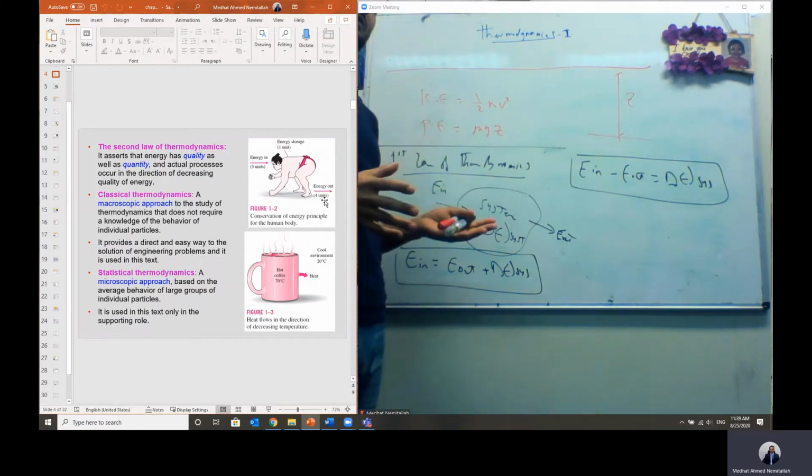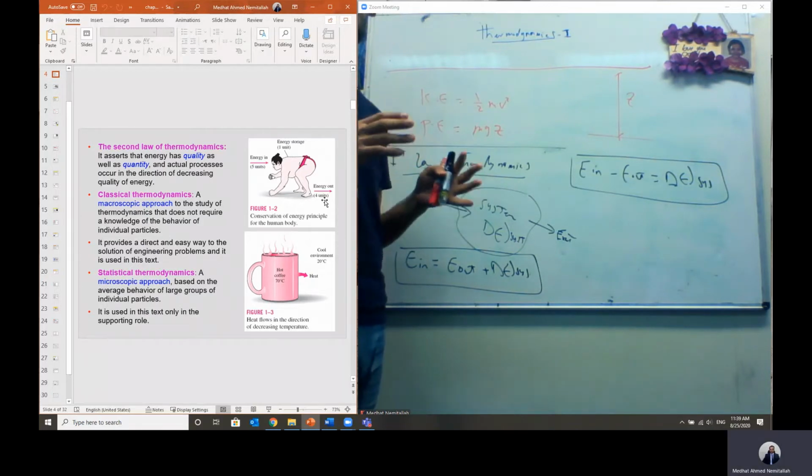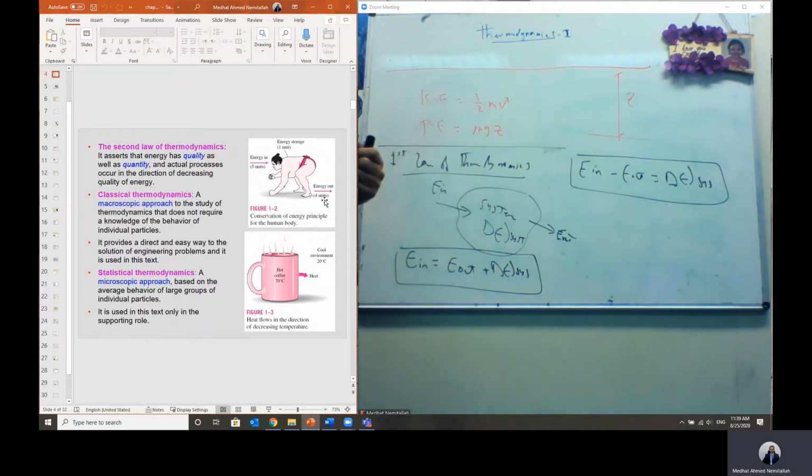The first law of thermodynamics, in general, deals with the quantity of energy, not the quality of energy. The second law of thermodynamics deals with the quality of energy. How is this? The second law states that any process has a direction. This process has to proceed from the high energy potential to the low energy potential.